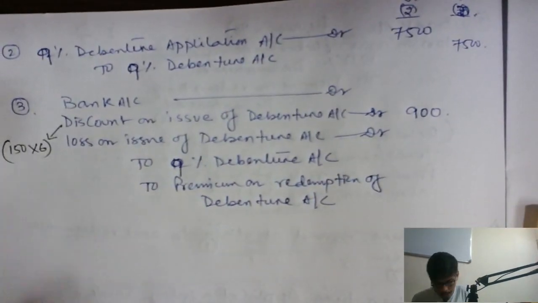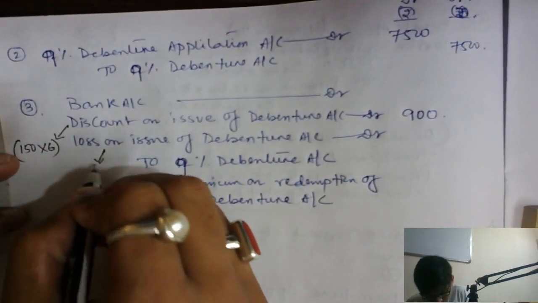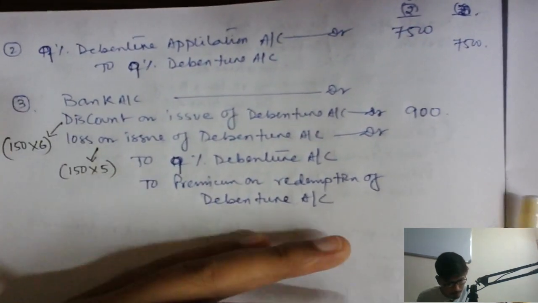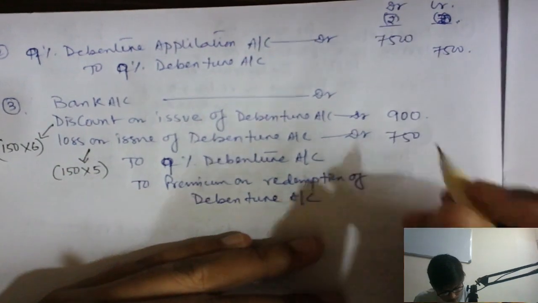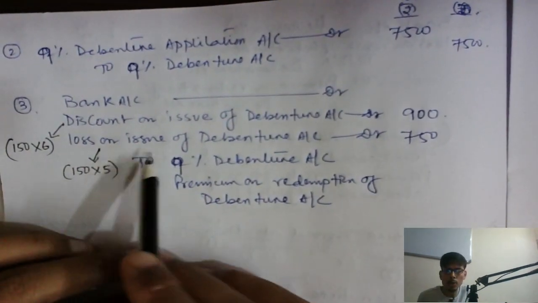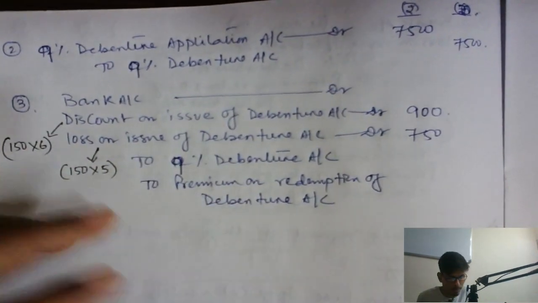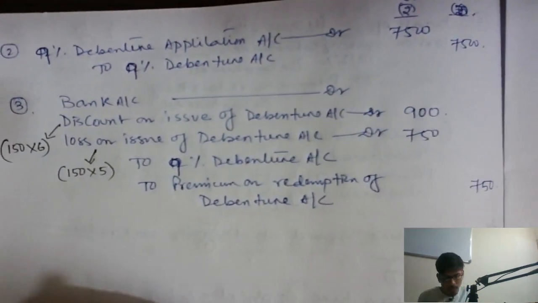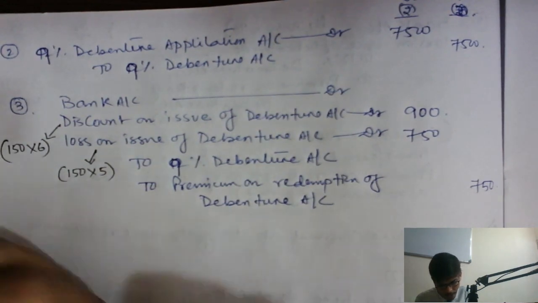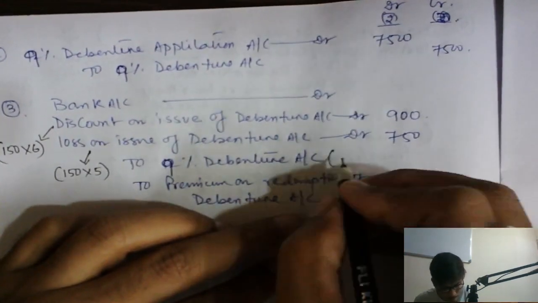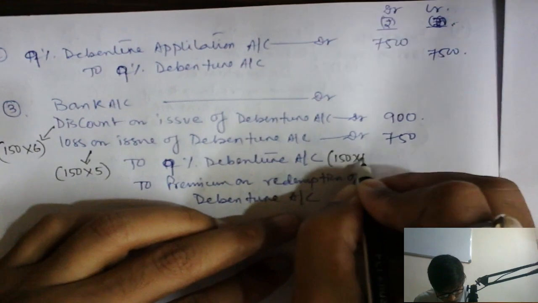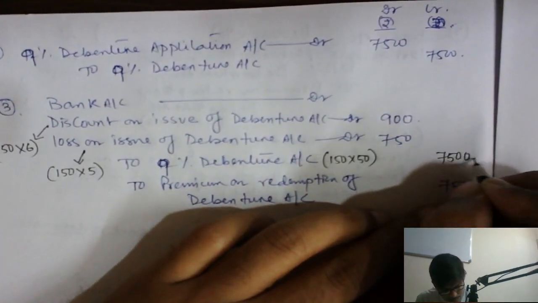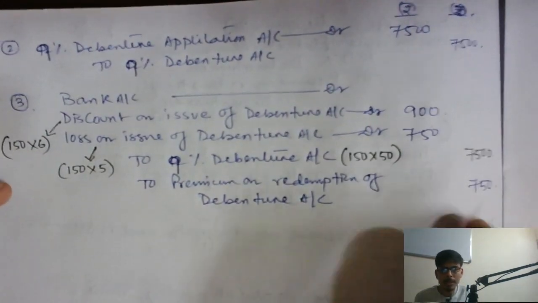Correct? Acha, sir, premium amount is how much, sir? 150 lakh into 5 rupees. So 750 lakh. You can write here. And the similar amount of the loss on issue of debenture, that is a premium, should be incorporated here also. So you can write it 750. And what is the capital amount of the debenture? You can write here. See, capital amount 150 into 50. Correct? It's a capital amount, 7,500. अच्छा अच्छा मैंने ब्लैक में लिख दिया.